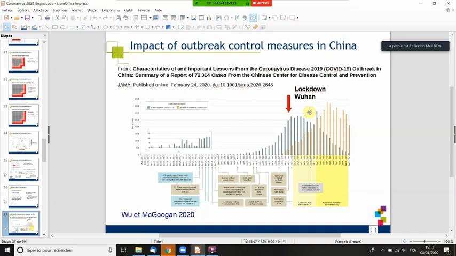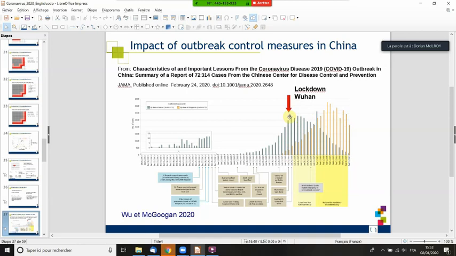So this is the starting of the symptoms when it's closer to the time when people were really getting infected. So you can see that this lockdown situation here really had an immediate effect on the number of people who were getting ill in Wuhan, okay?